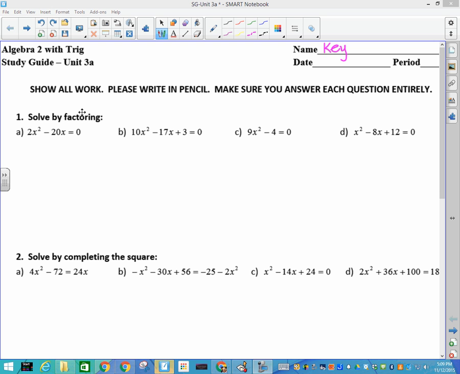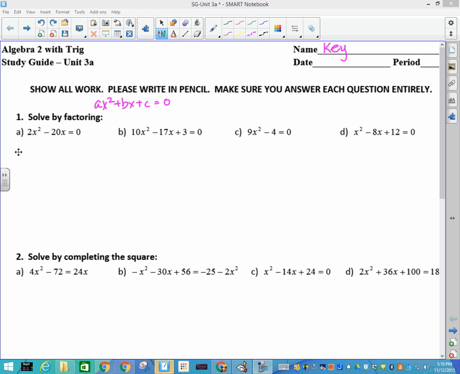So, to solve by factoring, I'm telling you all of them will be able to be factored. Okay, we always need to make sure that we have our equation in standard form. That means everything is on one side set equal to 0. So we're good in all of these, but we won't be later on. So just remember that.